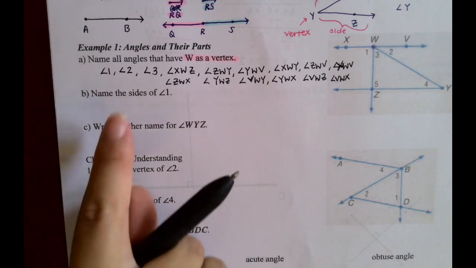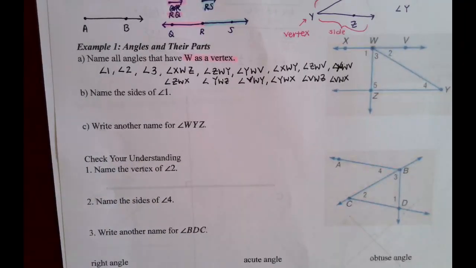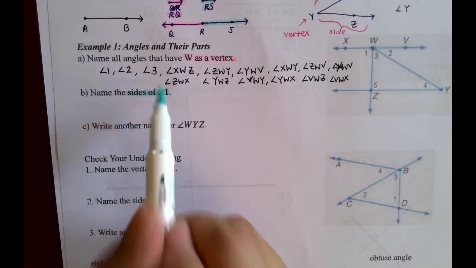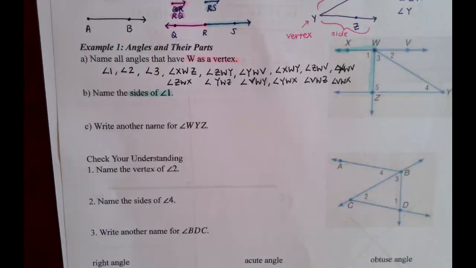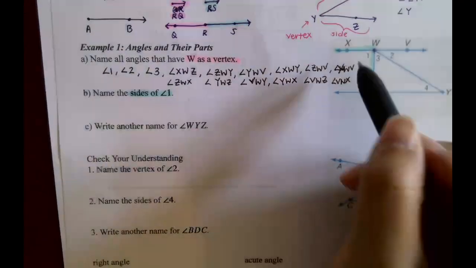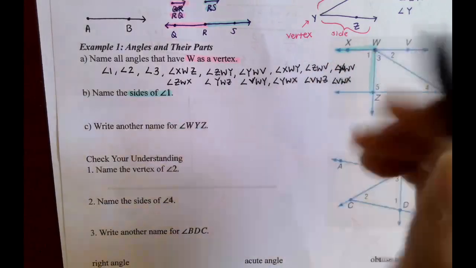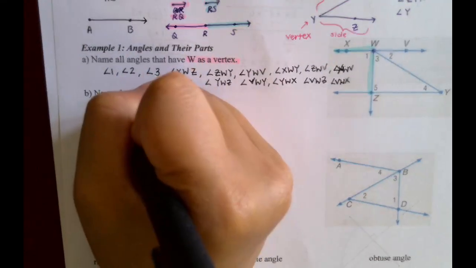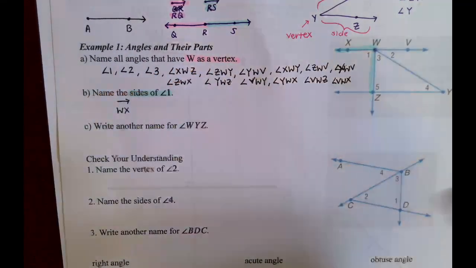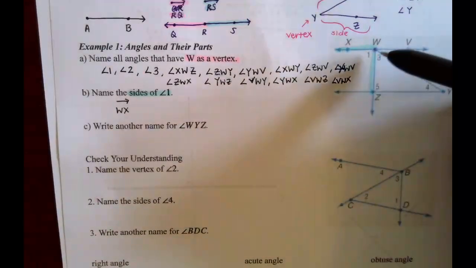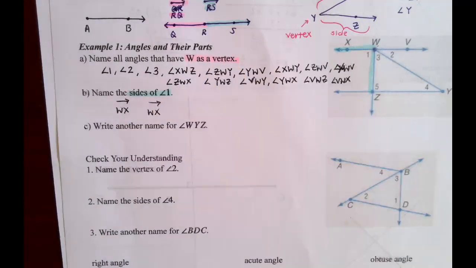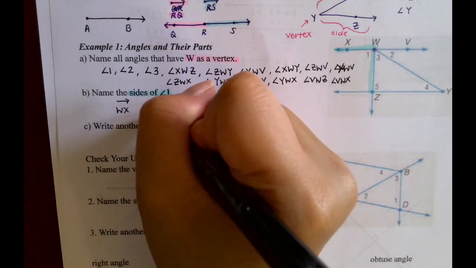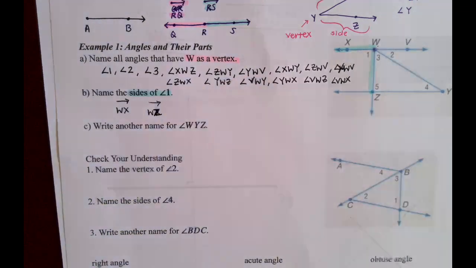So the next one is asking to name the sides of angle 1. Angle 1 is here. And so the sides are ray WX, again, starting with the endpoint, and ray WZ. I said Z, but wrote X. WZ.